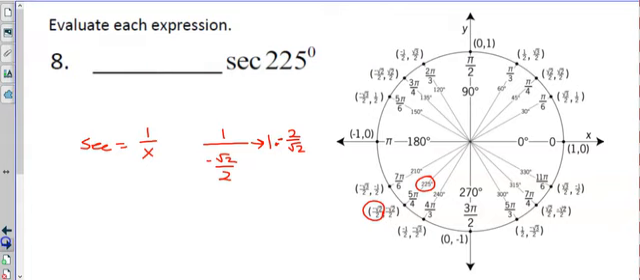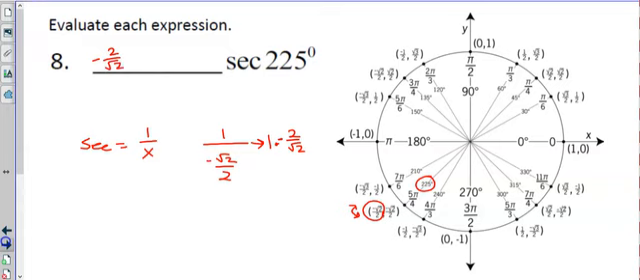Or once you get the hang of it, you'll realize that secant is the reciprocal of your x value. So if it's already written as a fraction, just flip it right off the bat. So you end up with negative 2 over the square root of 2. Or, once again, you can rationalize that.